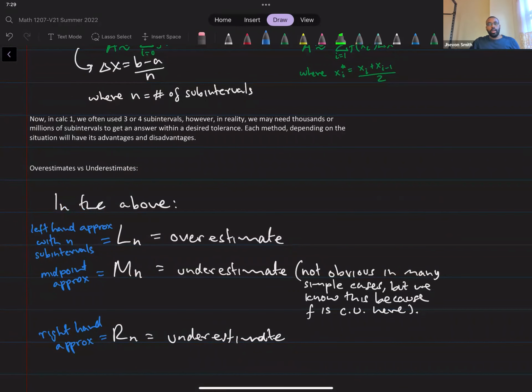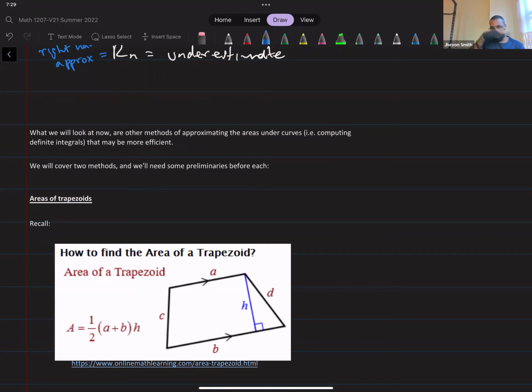So now, let's actually talk about 2 other rules. We're going to do something called the Trapezoid Rule, where the idea is you use trapezoids and not rectangles. For that, you should remember what the area of a trapezoid is. A trapezoid has 2 parallel sides, and then the other sides might not be parallel.